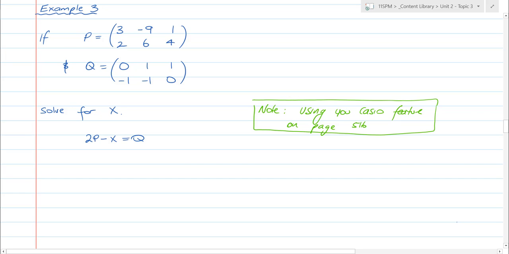Okay, so there we go, we've got P and Q defined. They're 2 by 3 matrices. Remember, we defined the number of rows first and then the number of columns. So it's a 2 by 3 matrix. If we're doing matrix arithmetic, the dimensions of the matrix have to be the same, or the order of the matrix, for the addition and subtraction to take place.